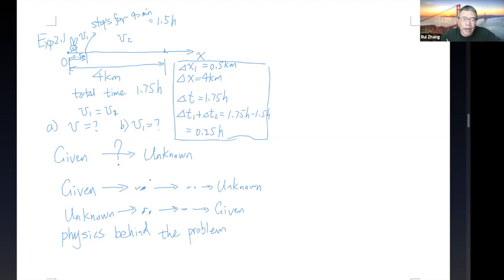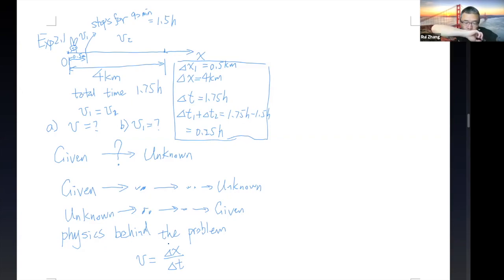It's just the relation between the velocity and the displacement and time. We know in general the average velocity is given by delta x over delta t. That's the definition of average velocity, and it's pretty much the only thing we learn about velocity with this formula. So that's the physics we need for this problem.